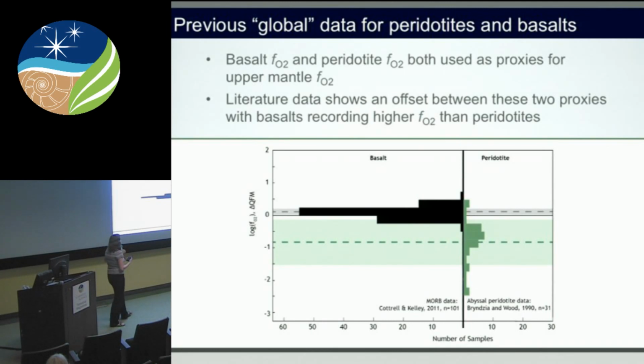And if you want to say this is globally what abyssal peridotites look like for fO2, this is not a representative sample set. And one key question is, if you start to ask why there is an offset between these two things, we're not looking at peridotites and basalts from the same location. And so the first thing we said is that if we want to understand this, we need to at least look at samples from the same location to rule that out as an issue.